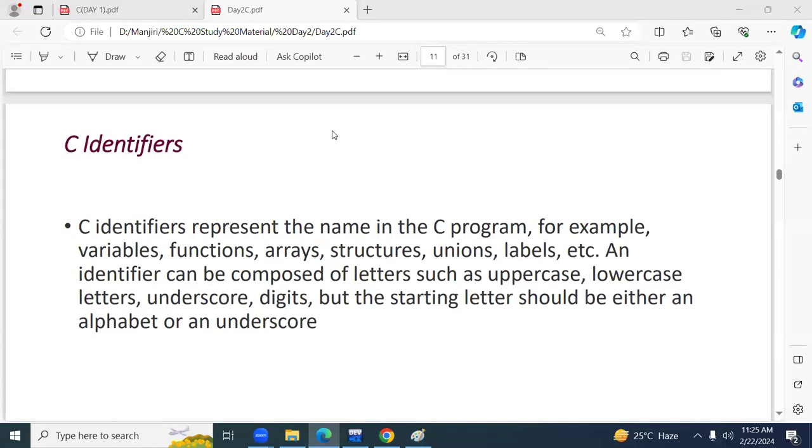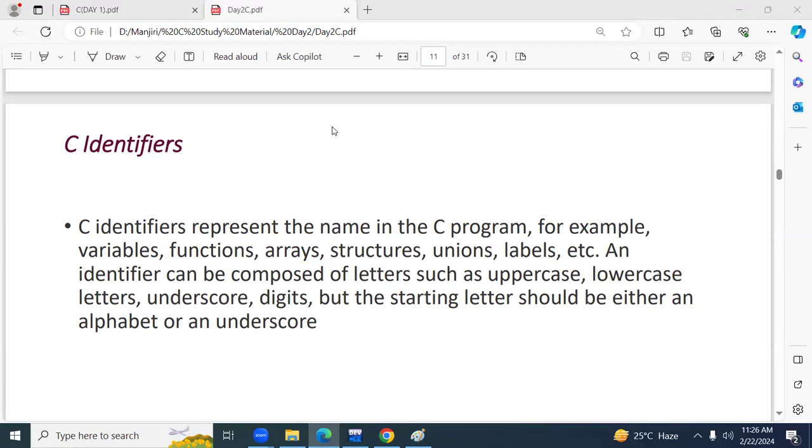Okay. Now try to understand what this C identifier is. C identifiers are nothing but our own words, or the names in the C program. Name means what? It's a word. Yes or no? There are lots of different types of C identifiers: variables, functions, arrays, structures, unions, and labels.